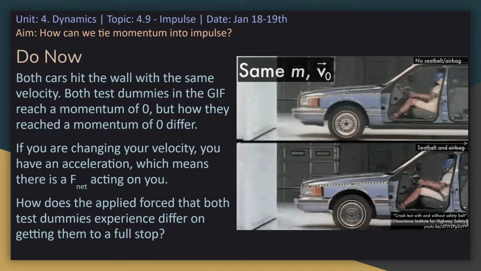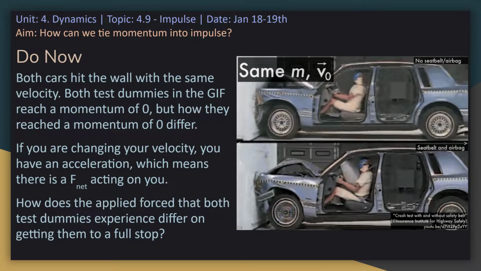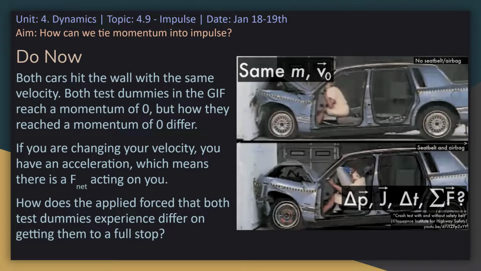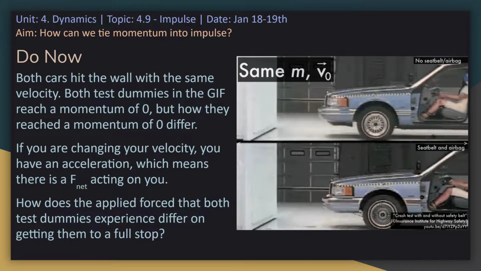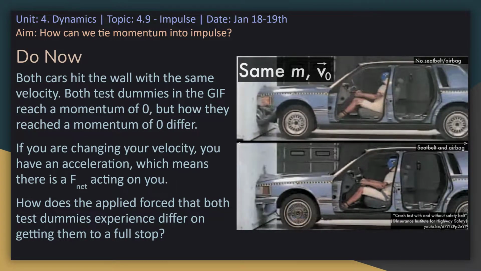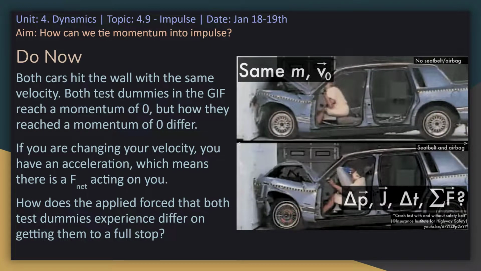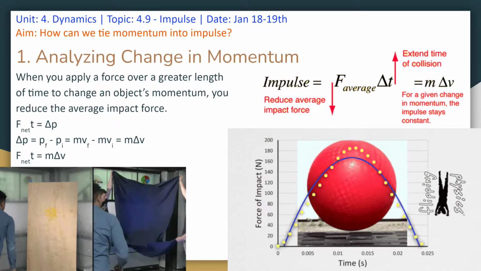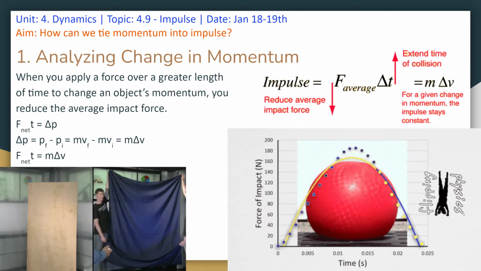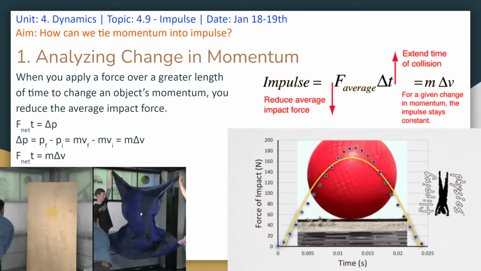That's the do now. Well, what happens is that the airbag and the seatbelt help increase the amount of time it takes for your velocity to reach zero, right? Increases the amount of time it takes. So the longer it takes for you to come to a complete stop, the more that force is going to spread out over the amount of time. So let's take a look at this slide, right? When you apply a force over a greater length of time to change an object's momentum, you reduce the average impact force.